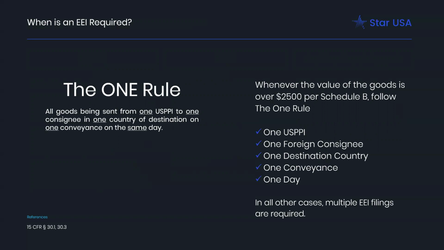So whenever the value of goods is over $2,500 per Schedule B, you follow the one rule. And if you ever have a situation where you have two USPPIs or two foreign consignees or two destination countries or two conveyances or two days, you have to file multiple EEIs. So you always want to get it down to the one rule so that you know that you're filing an EEI for each one shipment that meets this one rule criteria. Hopefully that was clear.